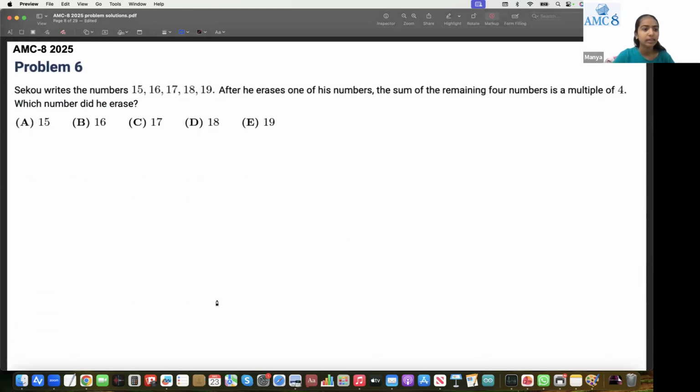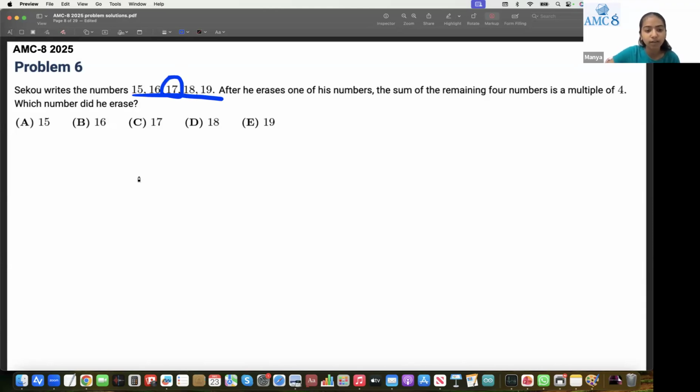Problem number 6. Sikoi writes the numbers 15, 16, 17, 18, and 19. After he erases one of his numbers, the sum of the remaining 4 numbers is a multiple of 4. Which number did he erase? First of all, we need to find the total of these numbers. Instead of adding up all of these numbers, we could just find the middle number and times it by the total number of numbers there are.